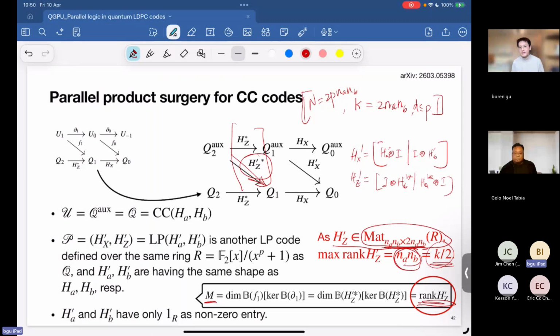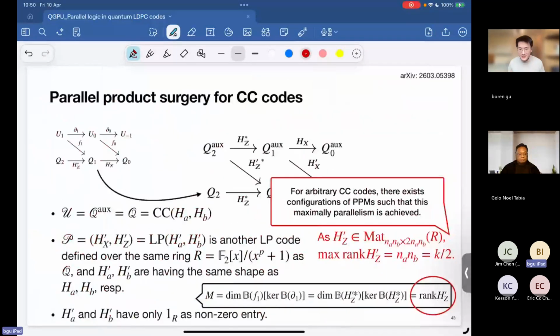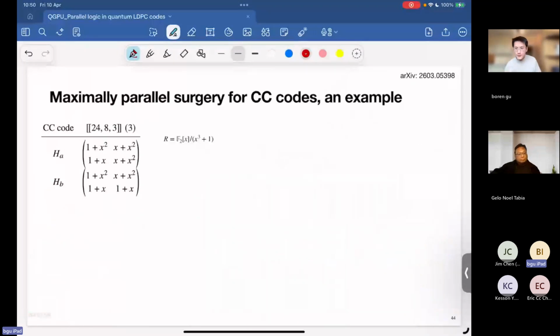That directly leads to the question: if we consider two products as a pair and they are disjoint, can we really achieve this upper bound of K over 2 pairs of measurements? The answer is yes. For arbitrary CC codes, there exist configurations of PPMs such that this maximal parallelism is achieved. We show it with a tiny example.